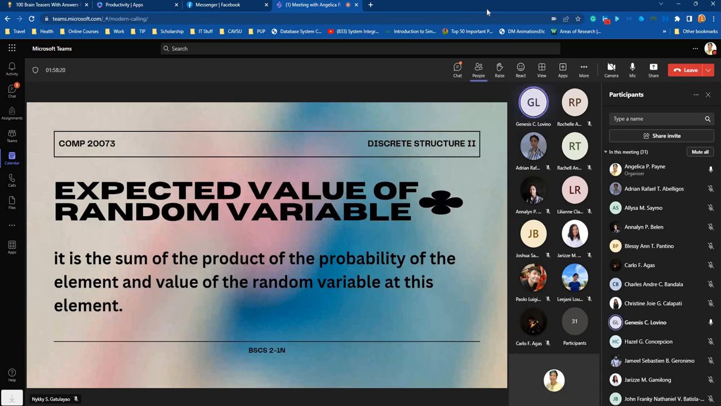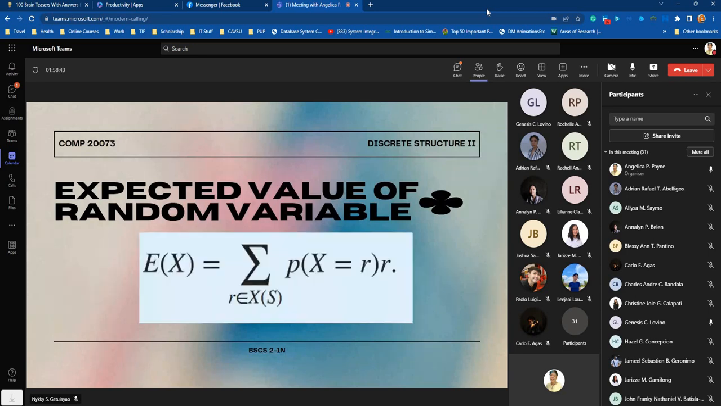It is a sum of the product of the probability of the element and the value of the random variable at this element. Medyo hindi nakakaintindi yung description kung titignan nyo. Pero if we're just going to look at it in formula form, ganito magiging itsura na. Next slide. Yan yung magiging itsura ng ating formula.